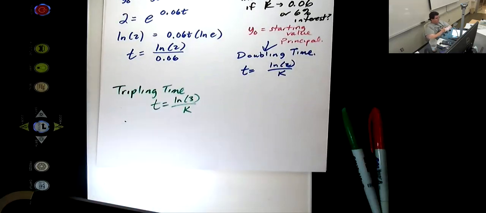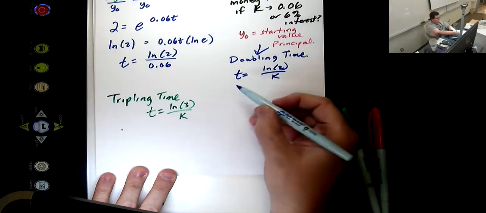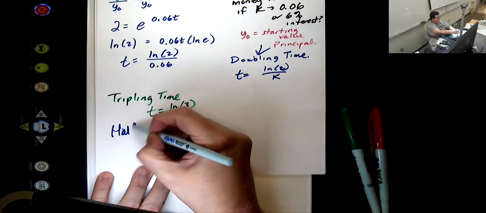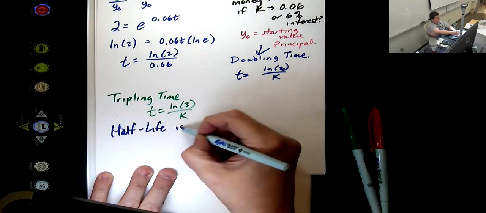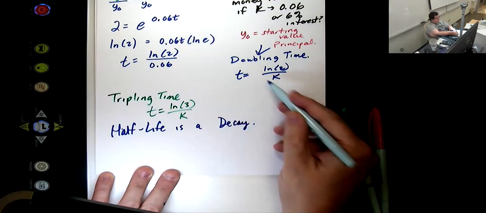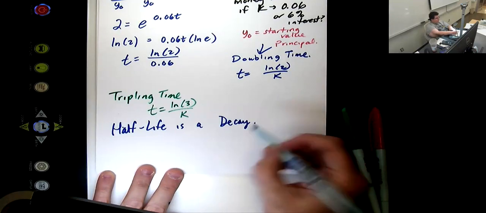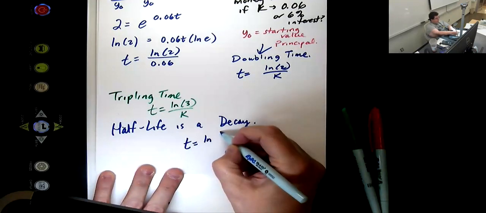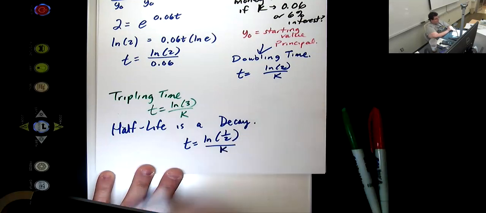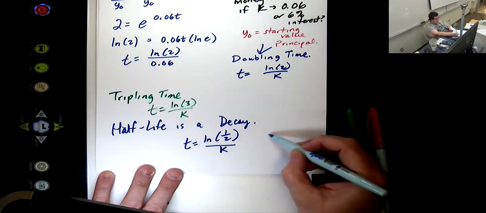And this works for any of these formulas. When we go to decay, I'm going to finish this in under 60 seconds. Half-life is a decay formula. The same principle holds. We're not looking for doubling time anymore. We're going to have t equals natural log of 1/2 over k. K will end up being less than 0.